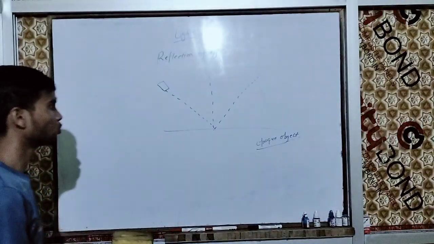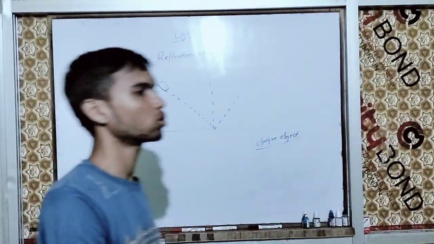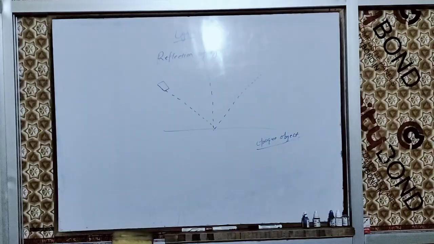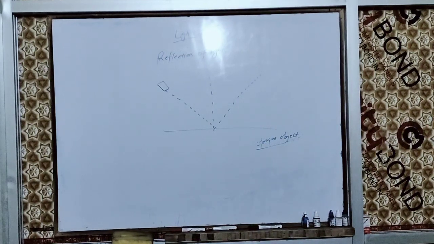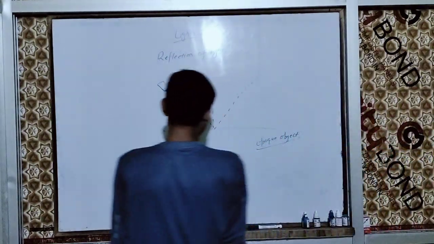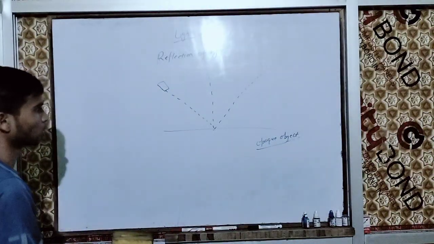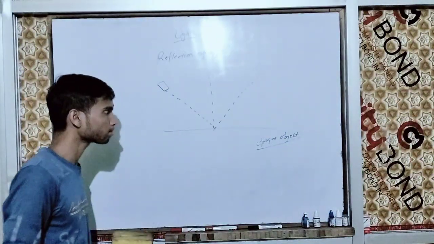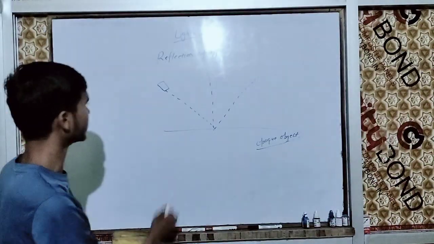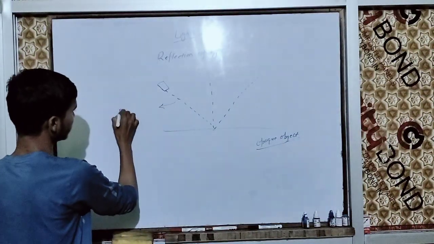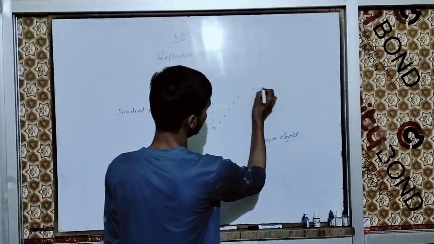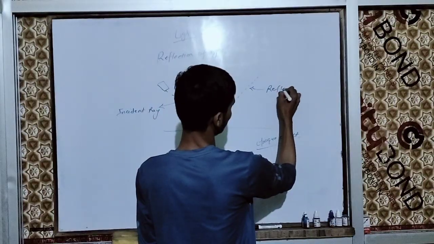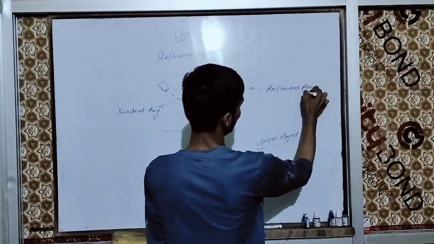Now, from this, a lot of our students get confused. From this, Kishan would say something else, and a student will understand something else. I will tell you those confusions in this explanation. Here, this is the incidence ray. Let me write. This is the incident ray, and this is the reflected ray.